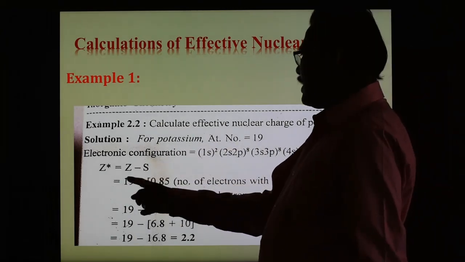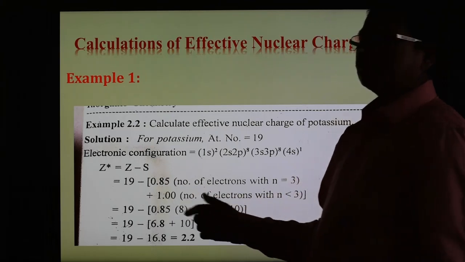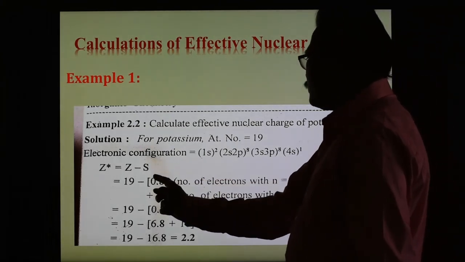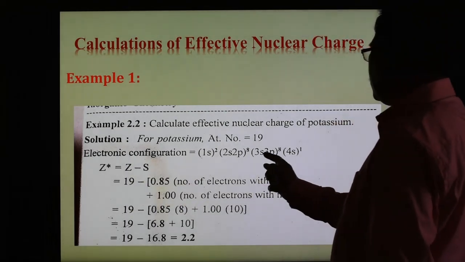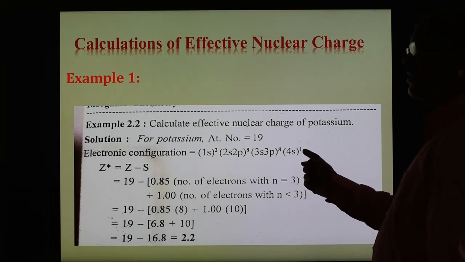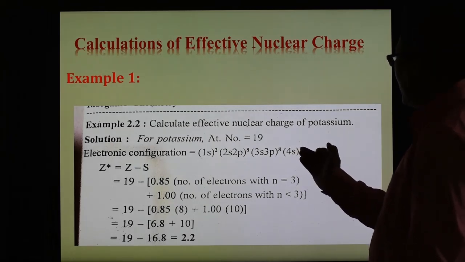What is Z? Z is the atomic number of potassium, which is 19. Now we have to find out S, the screening constant, by using Slater's rule. So here we write the configuration in square brackets. Now as per rule number 2, the last orbit, 4s1, has 1 electron, and the last electron does not contribute to the screening constant. Therefore, this electron is not contributing.